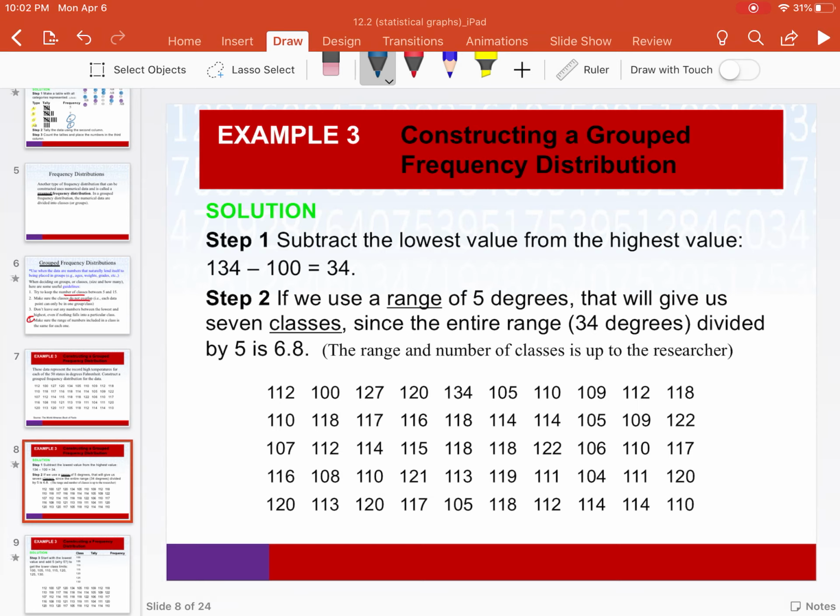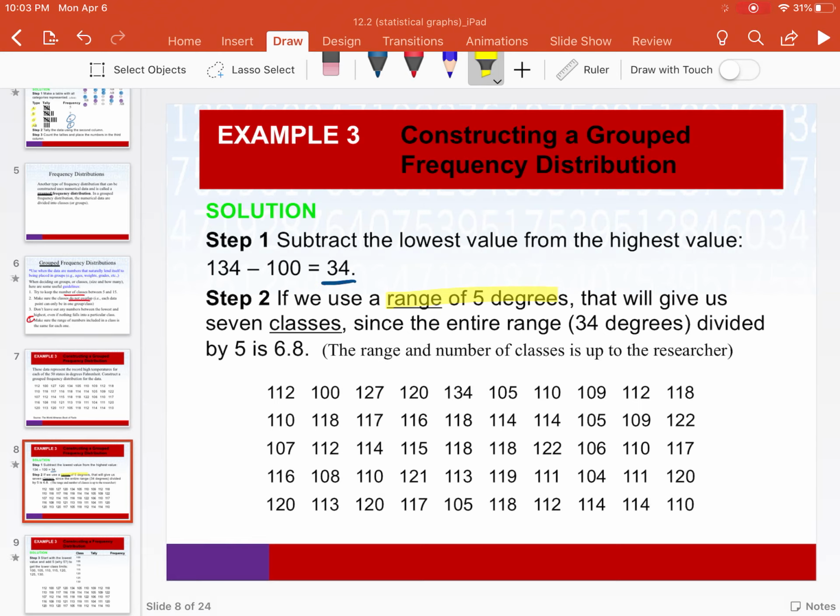Step number 1, subtract the lowest value from the highest. So now we can see that we have a 34 degree span between the highest and lowest temperature. Okay? And this is where you start to play around a little bit. You say, well, if we used a range of 5 degrees, 5 goes into 34 almost 7 times. And remember, we want between 5 and 15 groups. So 7, that's pretty good.